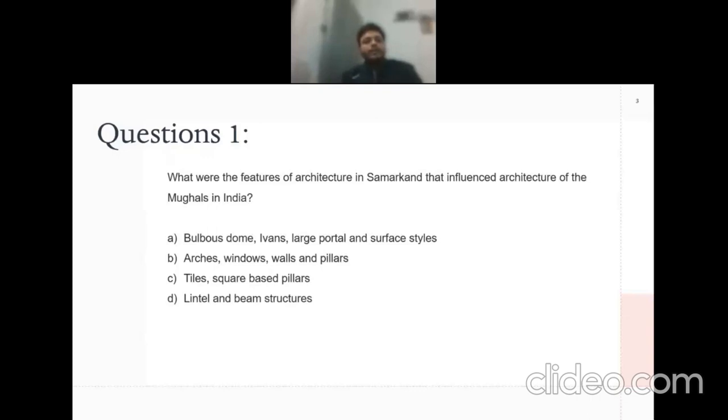What were the features of architecture in Samarkand that influenced the architecture of the Mughals in India? Please answer.